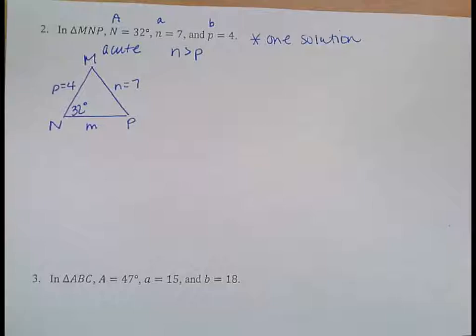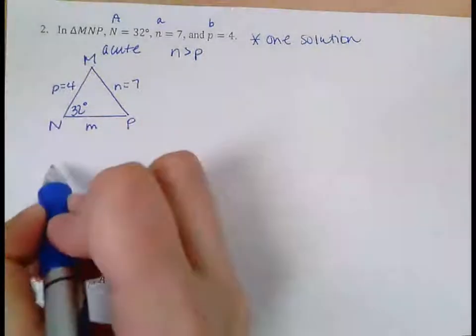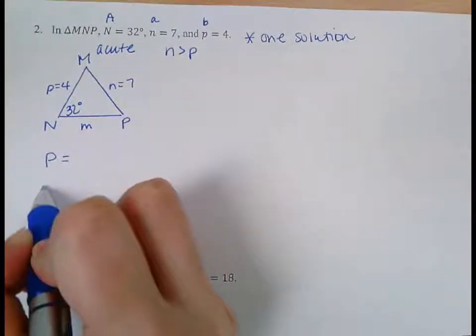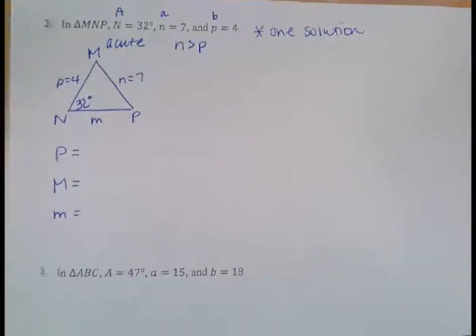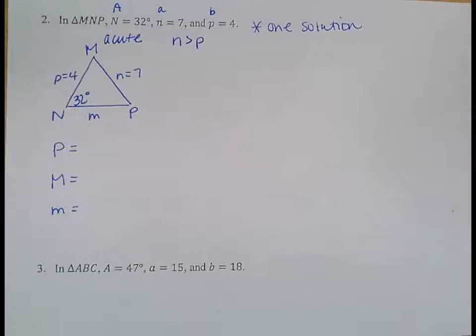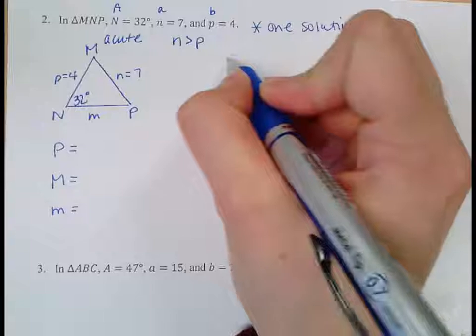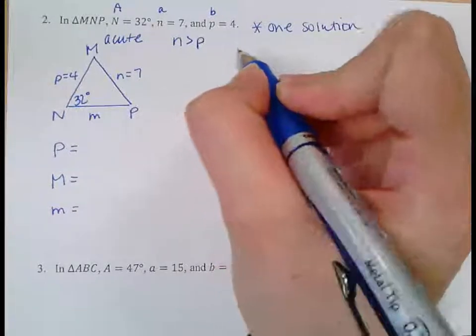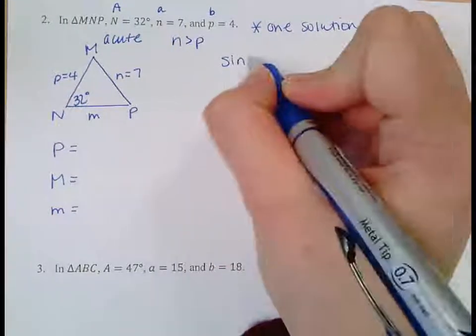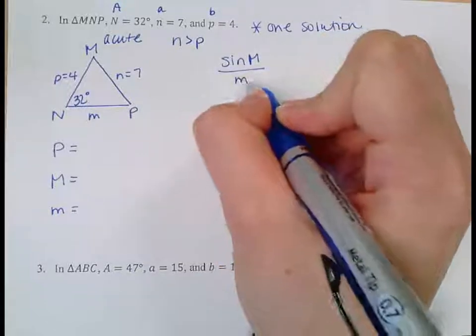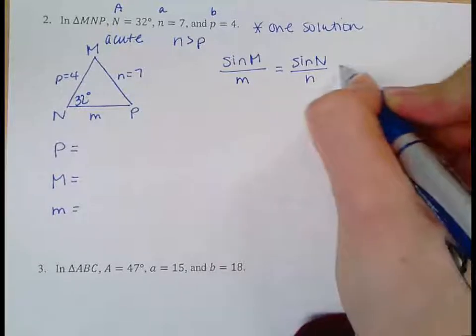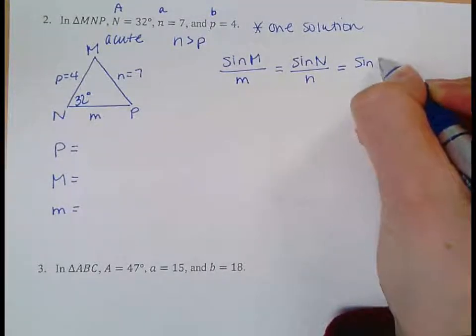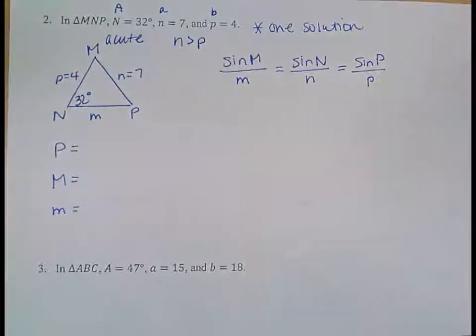So to solve the triangle, we're finding what we don't have. We don't have angle P, we don't have angle M, and we don't have side M. We need to find those three things. And we can use law of sines to help us out. As a refresher, law of sines in this case would be sine of angle M over side M equals sine of angle N over side N equals sine of angle P over side P.